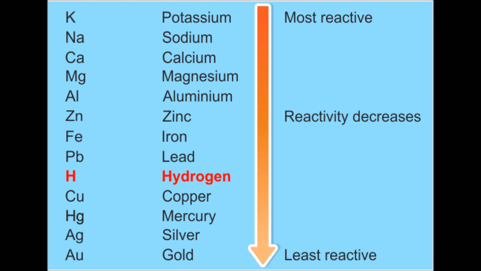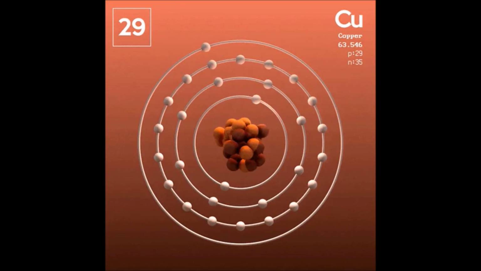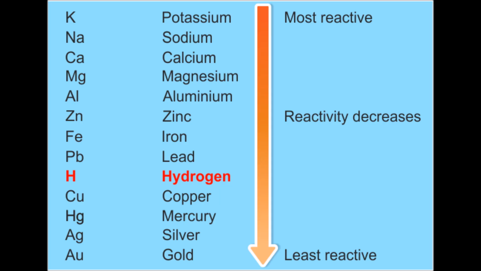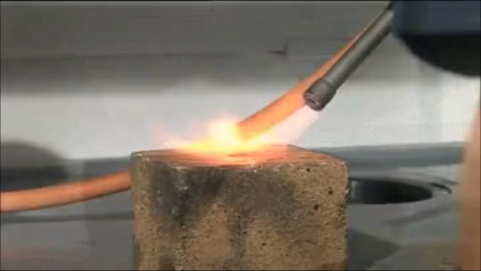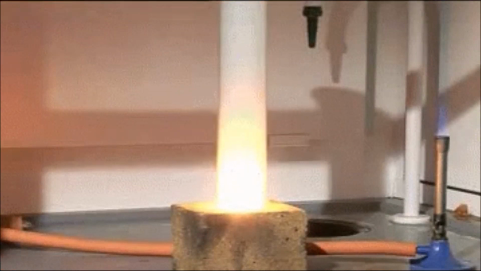For example, gold, silver, platinum and copper. Copper and silver are also found in the combined state as their sulfide or oxide ores. The metals at the top of the activity series, that is potassium, sodium, calcium, magnesium and aluminium, are so reactive that they are never found in nature as free elements.